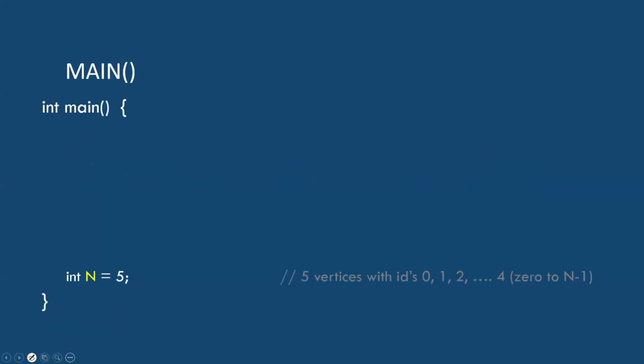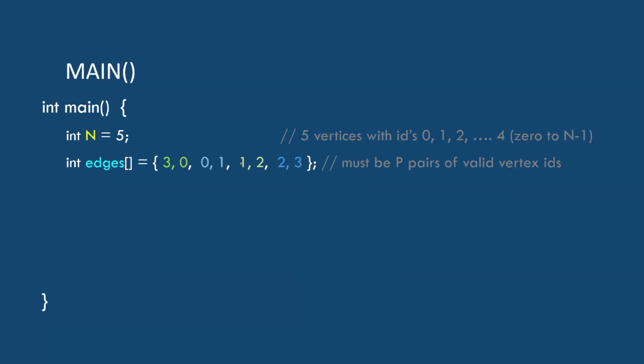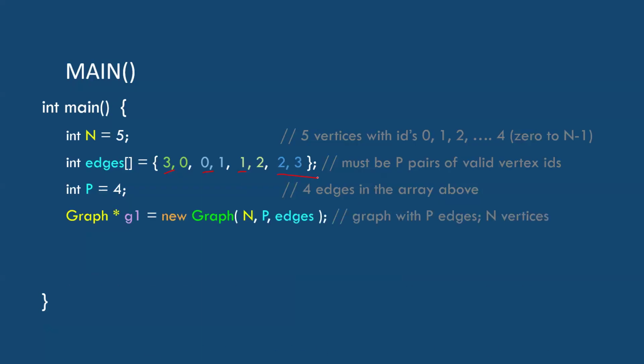So let's just look at main to get things started, because if we've designed our structures nicely, main should not be really messy. And that's going to be really true. Here's some edges. 3 connects to 0, 0 connects to 1. So these are pairwise edges, right? And we could enter these at the keyboard, or we could just create a little data array. P is 4, so 4 pairs of edges. And here's me calling my second constructor. Okay, so NP and my edge array. And now I have graph 1.